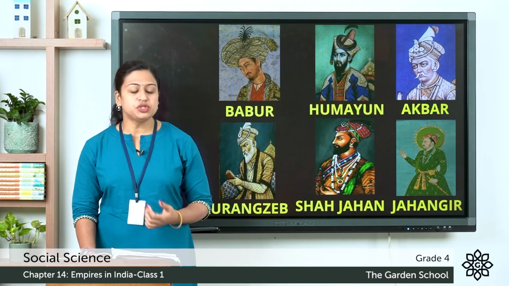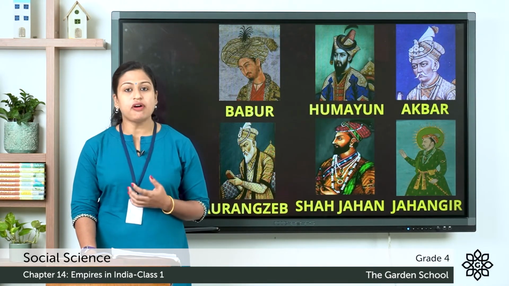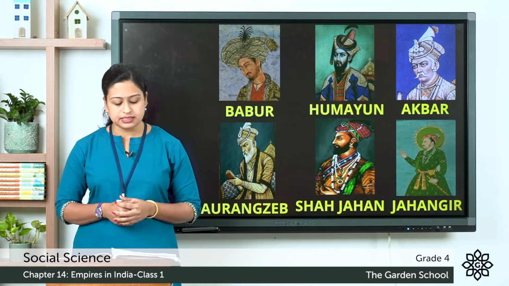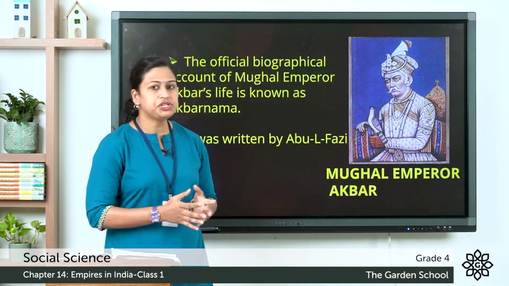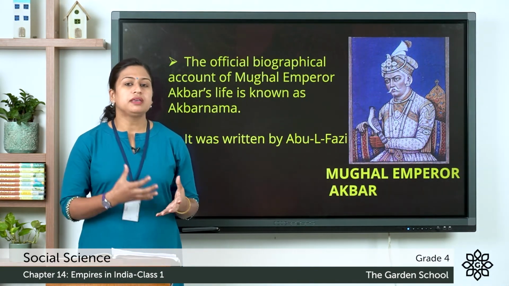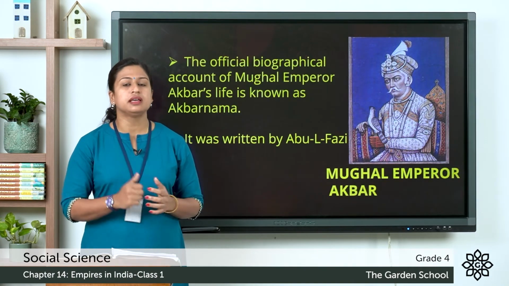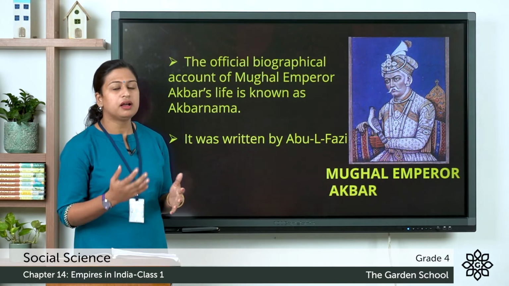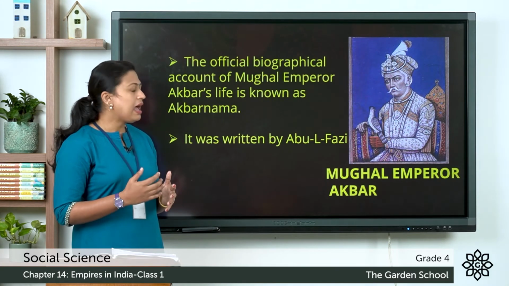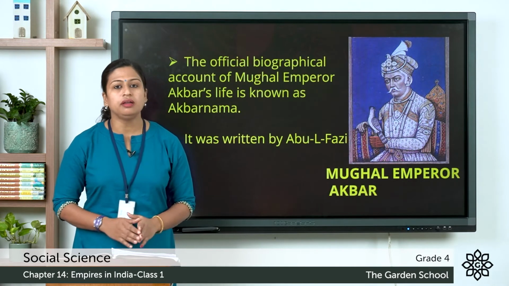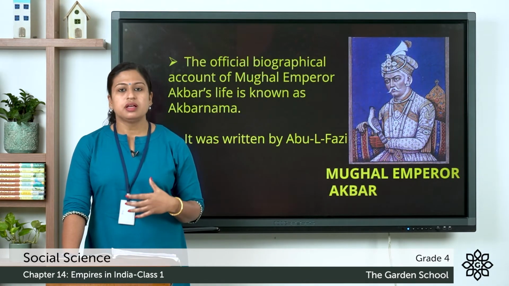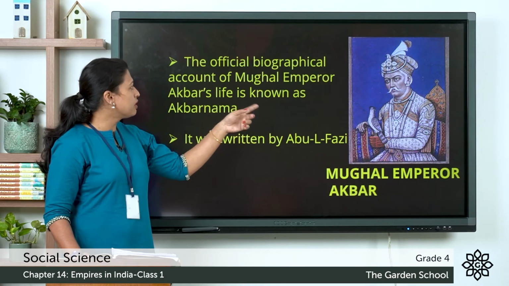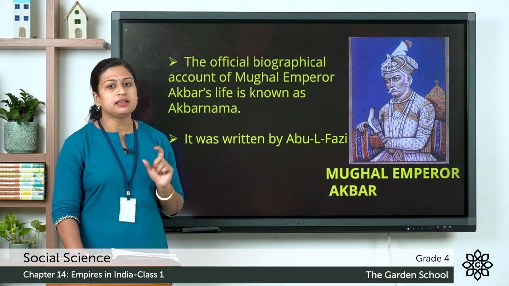And Akbar came to power at the age of 13 and he founded the city of Fatehpur Sikri near Agra, which served as his capital for some years. And Akbar had a good relation with Rajput kings, which helped in making his empire strong and it also helped in extending his empire. Now here you can see the official biographical account of Mughal Emperor Akbar's life is known as Akbarnama and it was written by Abu al-Fazl. Here biography means a writing about somebody other than yourself. So Abu al-Fazl wrote the life of Mughal Emperor Akbar and the name is Akbarnama.